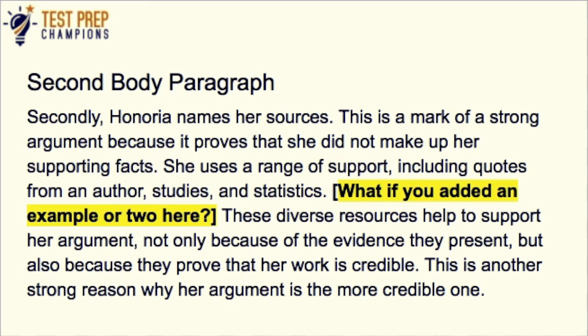So you go on to say, these diverse resources help to support her argument, not only because of the evidence they present, but also because they prove that her work is credible. This is another strong reason why her argument is the more credible one. So overall, you're doing a great job on the second paragraph. Your formatting is great here. So you start off with that topic sentence, you've got that transition word, and you're explaining to me what you mean. I just think that you could strengthen this a little bit further just by bringing in a specific example or two, and also ideally trying to show me an example of Justine stating something without using that evidence, right?